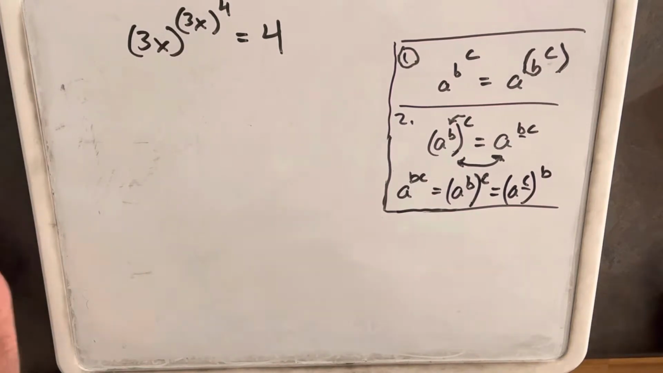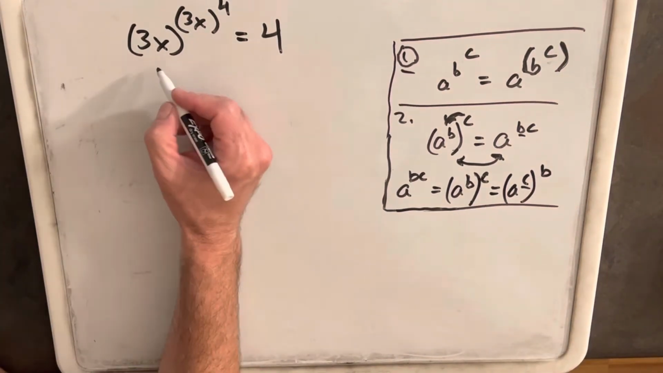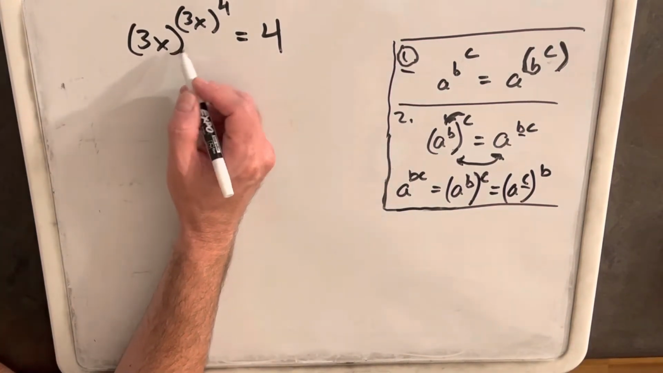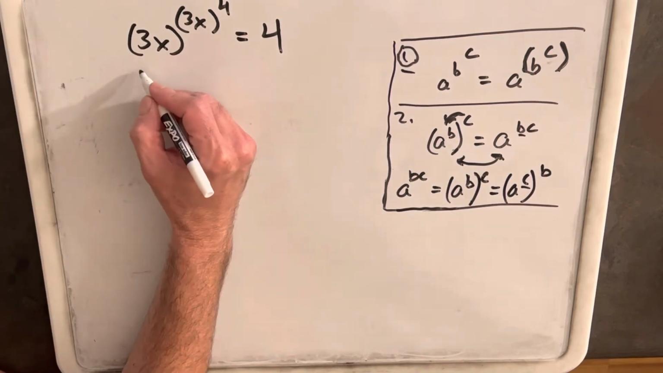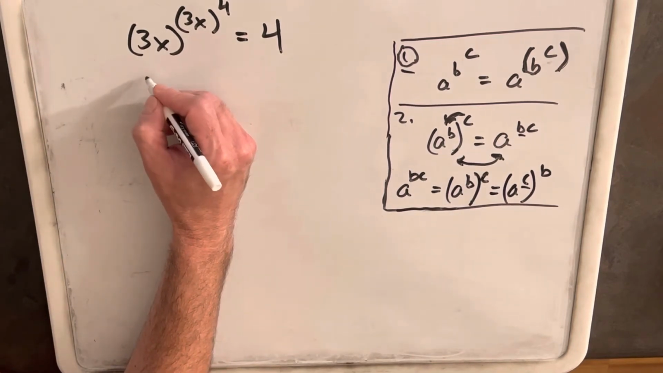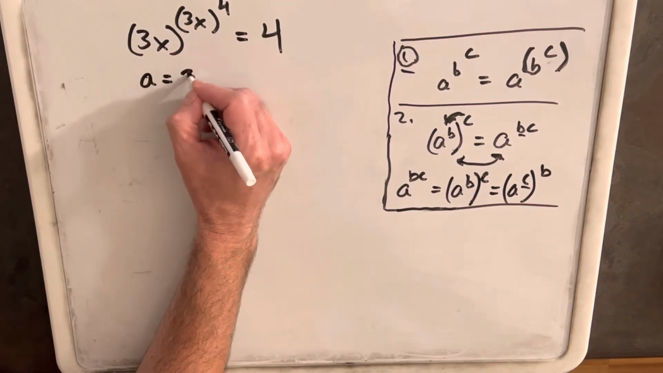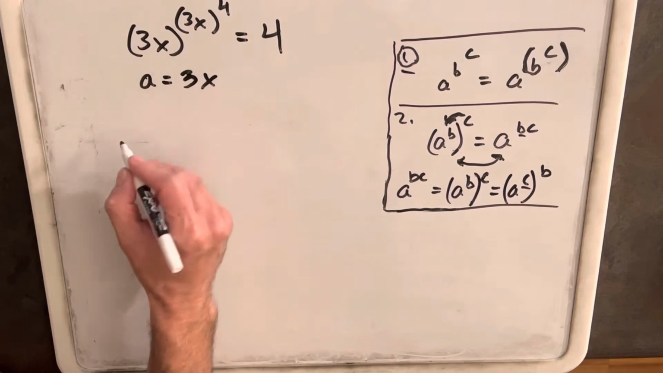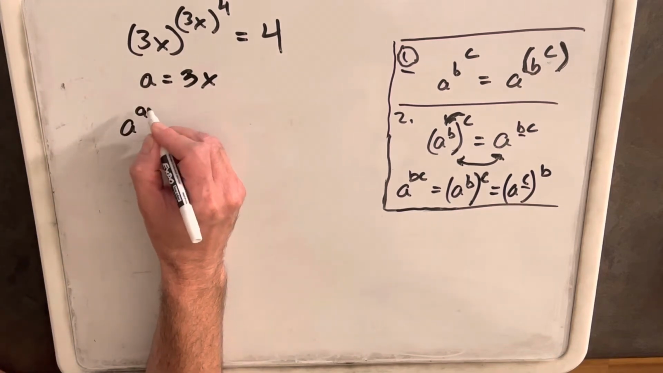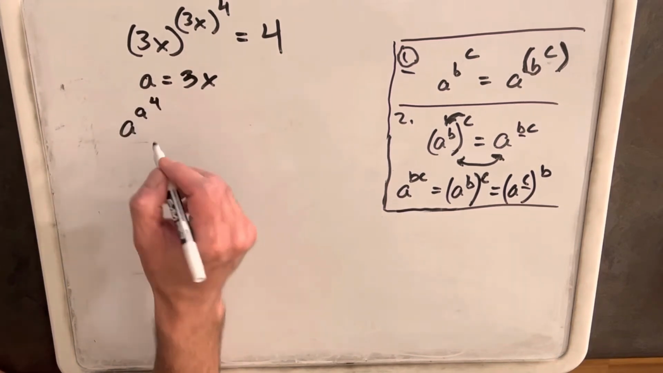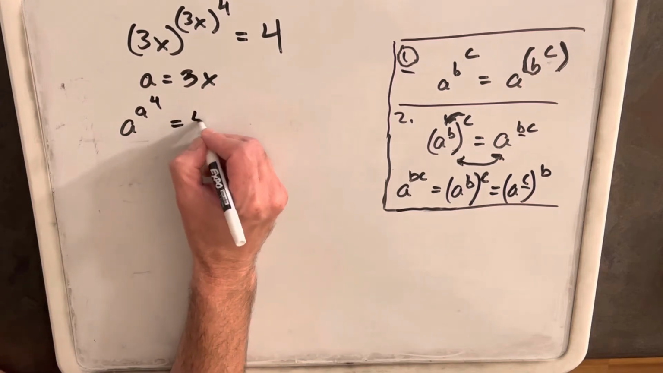So I have this interesting exponent problem on the board. We have (3x)^((3x)^4) = 4, and we need to solve for x. To get started, we just noticed that we have the same thing in these parentheses. So what I want to do is make a substitution and just make this look a little easier to deal with. So we'll say a equals 3x. Then we'll rewrite this as a^(a^4) = 4.